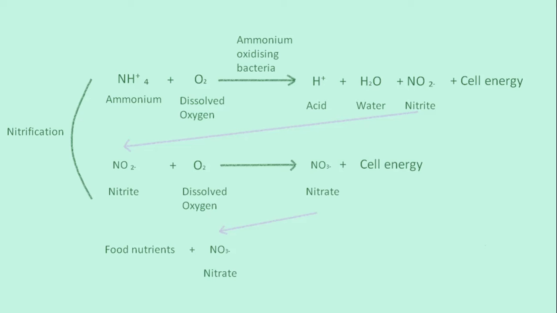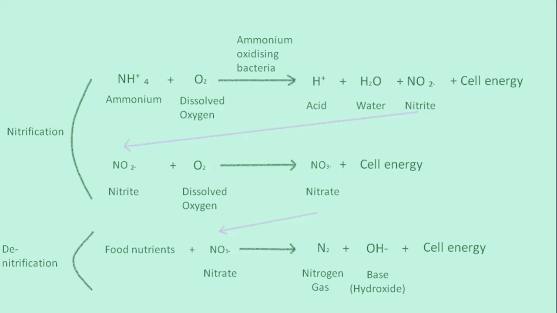These bacteria consume nitrates and produce nitrogen gas, which safely bubbles away into the atmosphere. Hydroxide is also released, which helps to counteract the acids produced during nitrification. This process is called denitrification. Similar processes occur for other compounds, removing elements like sulfur and iron.